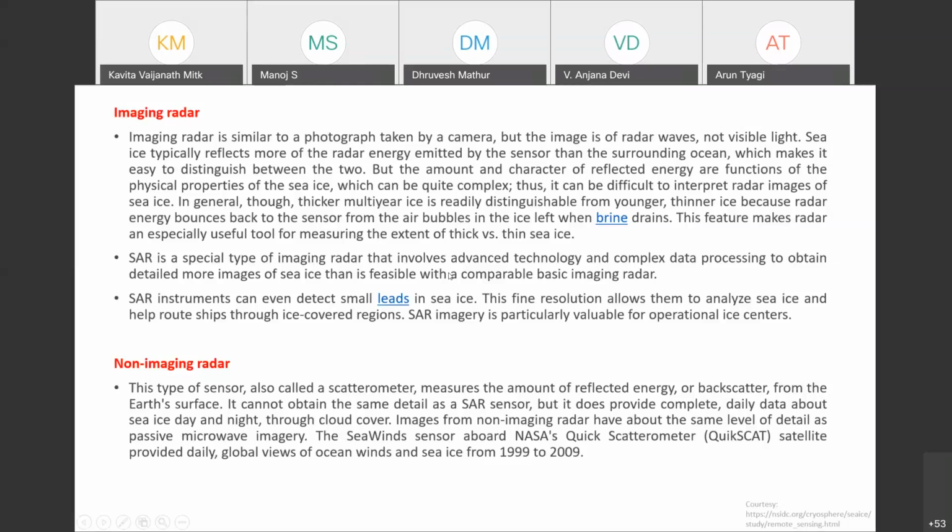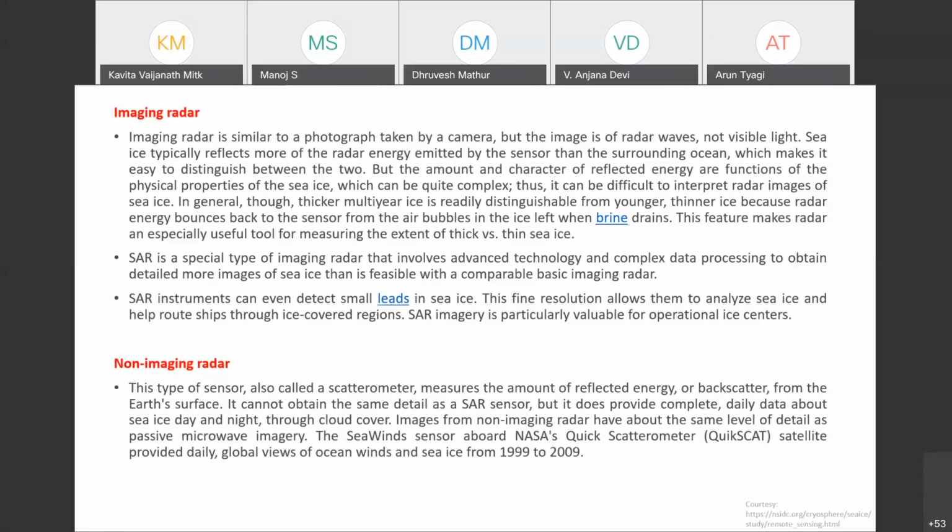One of the examples of imaging radar is the SAR, synthetic aperture radar. Using SAR instruments, we can detect small features as well, like leads and icebergs, and other small features like exposed rocks. This fine resolution allows us to analyze the sea ice and helps route ships through ice-covered regions, and it is particularly valuable for operational ice services.